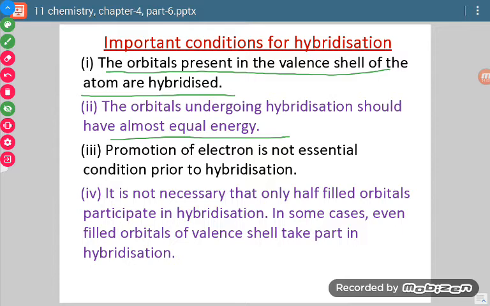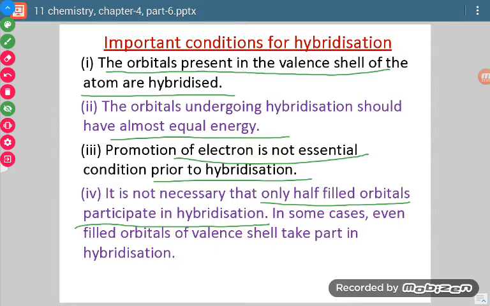Okay. Now next thing, promotion of an electron is not an essential condition prior to hybridization. Means if there is an electron in an orbital, then that will remain there itself during the hybridization process. Okay. Now it is not necessary that only half filled orbitals participate in hybridization. Just like in bond formation, we said that a bond will only be formed if there is a half filled orbital and both the electrons are of opposite spin.